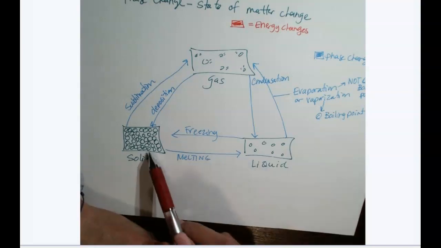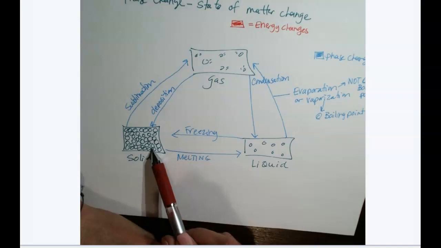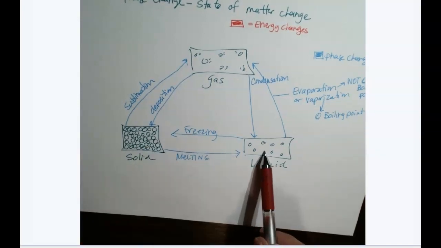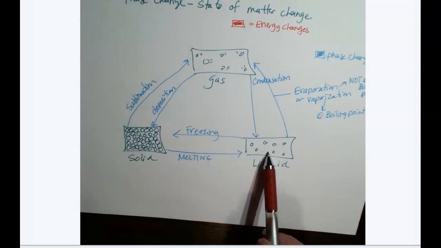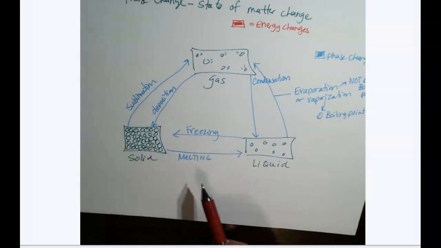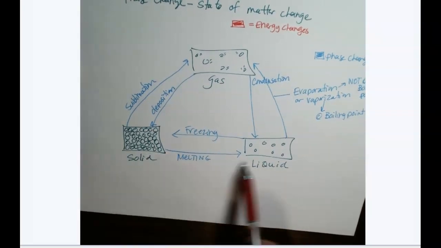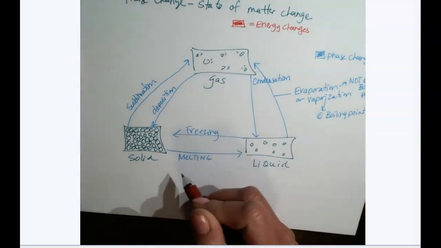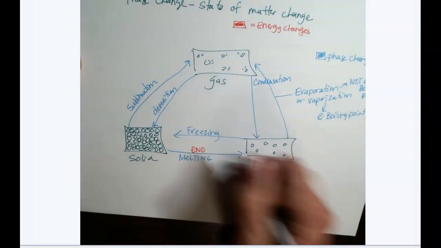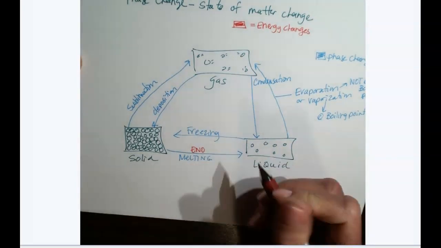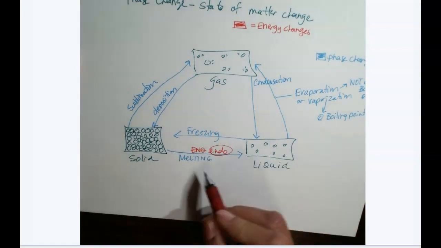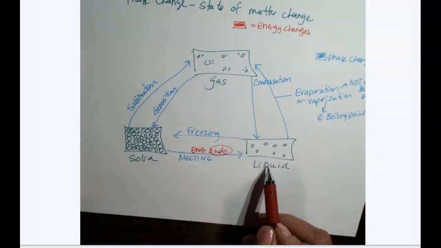So if you can see, the particles that make up the solid are very tightly packed. Liquid, they're a little bit further away. So obviously there has to be more energy between the particles that make up a liquid than a solid. So in order to get our solid to turn into a liquid, we have to absorb energy. Energy has to be absorbed, so this is going to be endothermic. So melting is going to be an endothermic change.